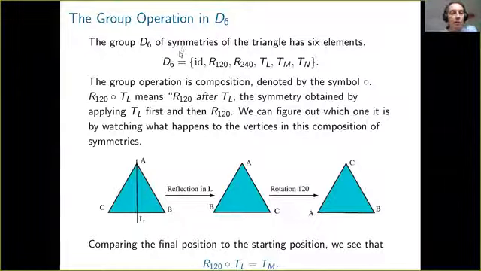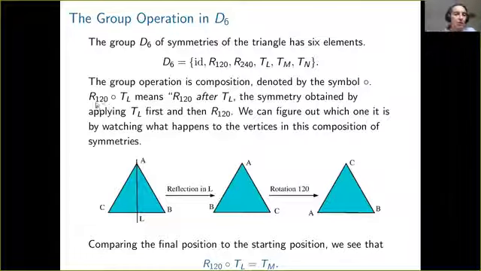Okay, so the elements in the group D6 of symmetries of the triangle are the identity element, which does nothing, it leaves the triangle where it is, the rotation through 120 degrees counterclockwise, the rotation through 240 degrees, and the reflections in the lines L, M, and N, respectively. And they're written as TL, TM, TN, because the R is already taken for rotation, so we can't use it for reflection. Okay, the group operation is composition, which we denote by the little circle symbol, like you use for the composition of functions.